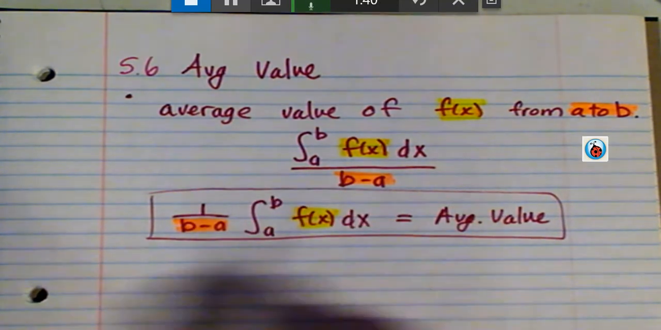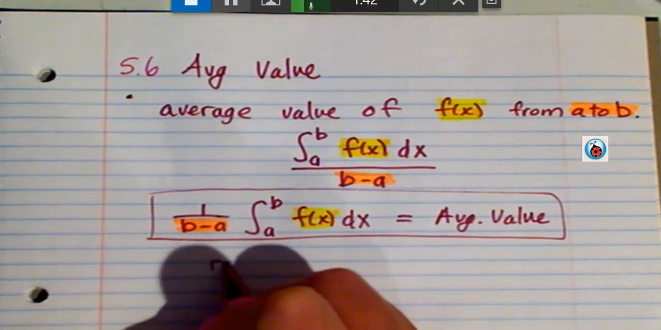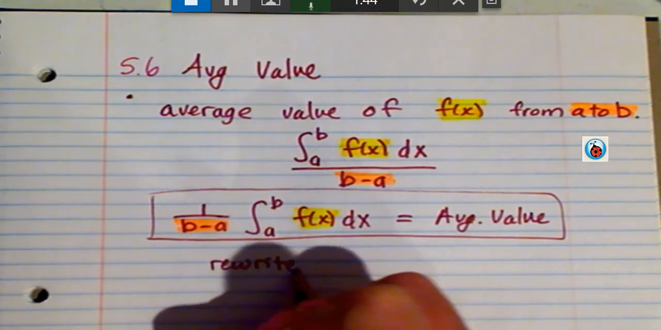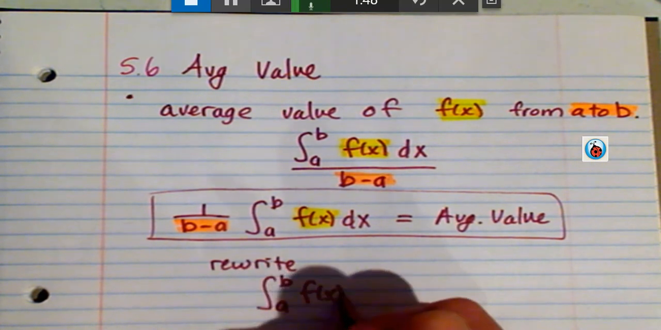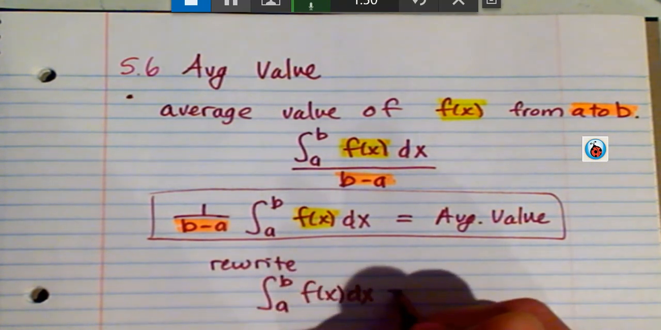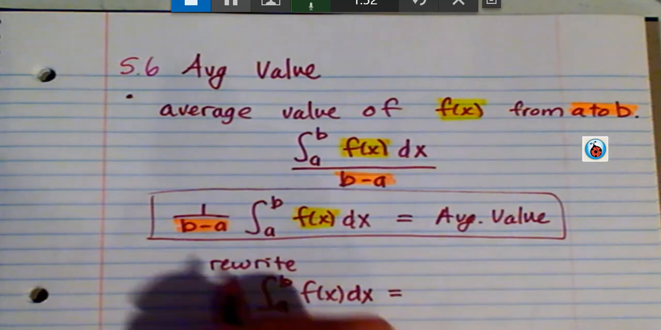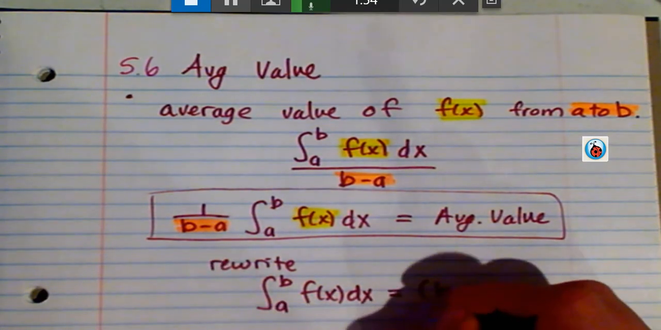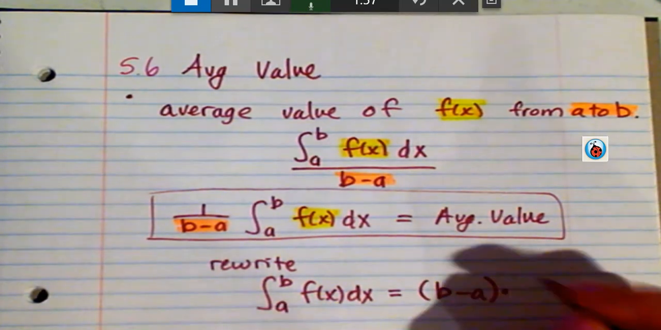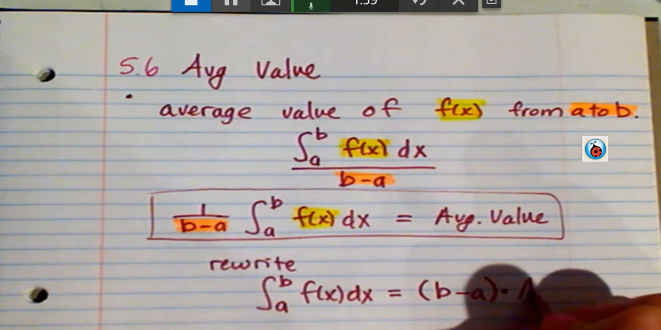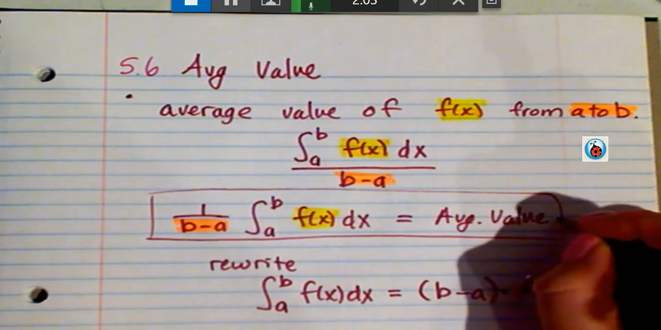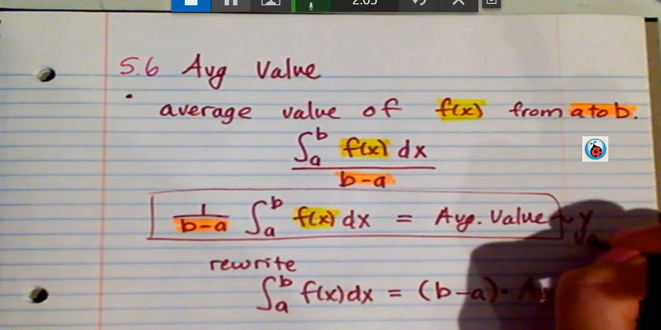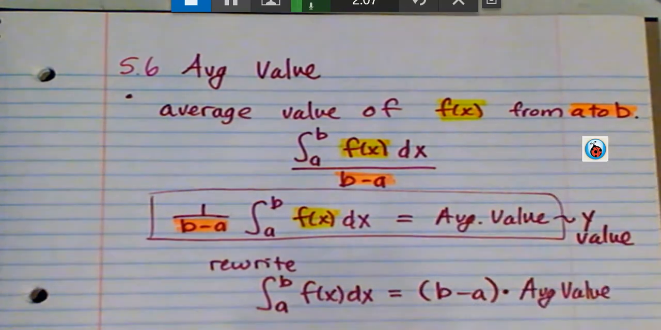Now, I'm going to go ahead and rewrite this. What if I just want to figure out what this integral is? It's kind of like rearranging the fundamental theorem. I'm going to take this b minus a and multiply it to the other side. Average value. Now this average value is the average y value.